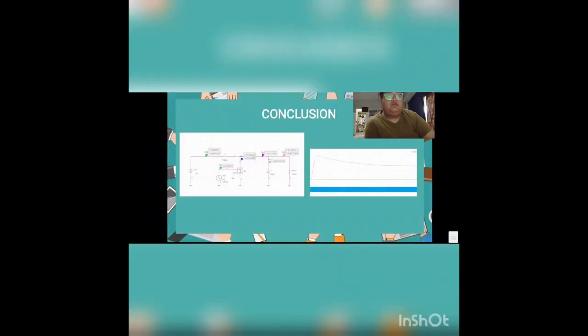So I will be presenting the circuit. Okay, so as we can see here, this is the circuit for the DC to DC converter. At the left, we have the DC voltage, which I set to 12 volt, and the inductor I set to 180 microhenry.